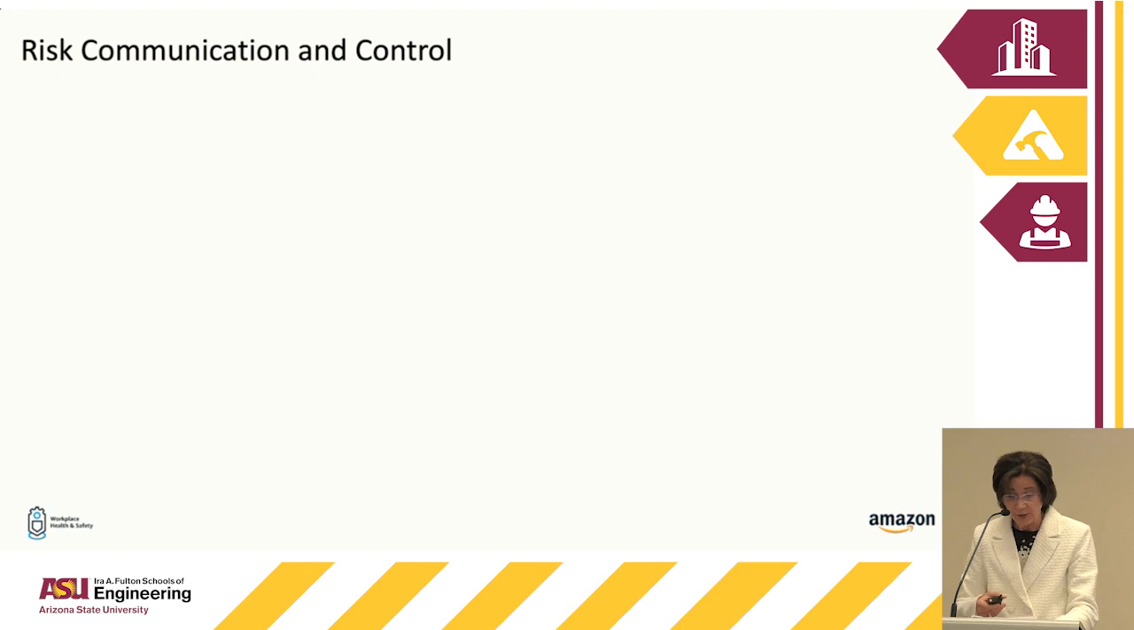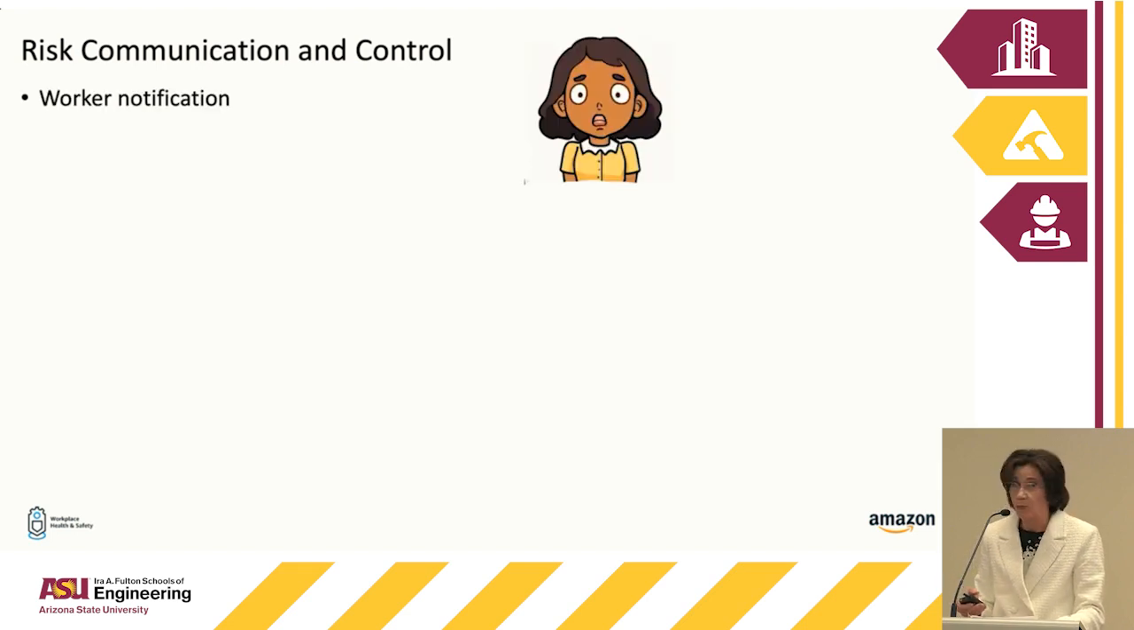So the next 4 steps in the standard relate to the IH process for risk communication and control. The first is worker notification. And let me tell you how uncomfortable it is for me to sit down with a worker or a group of workers, because they're all exposed to the same agent, and inform them that they've been exposed above a permissible exposure limit or a threshold limit value.